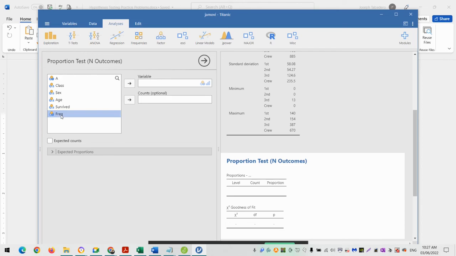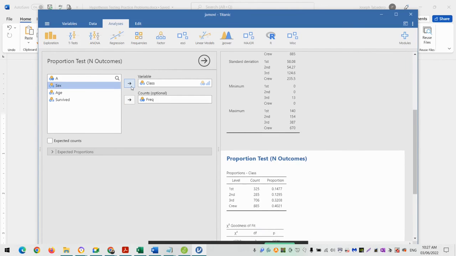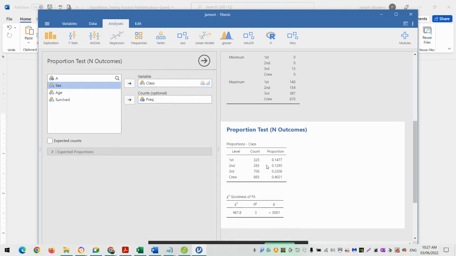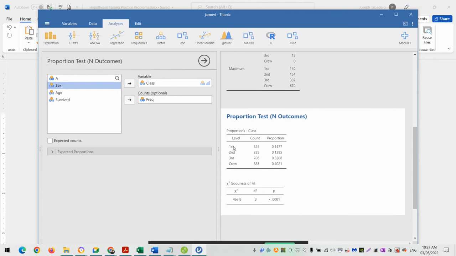Ang gagawin natin ay ilalagay natin yung frequency doon sa counts, which is optional, but for this particular data, ito yung kailangan natin. And yung class natin ay ilalagay natin sa variable. At lalabas na yung proportion test with N outcomes dito sa ating table sa kanan. And as you can see, meron tayong first, second, third, at crew levels with the following counts: 325, 285, 706, at saka 885, with proportions 0.15, 0.13, 0.32, and 0.4.